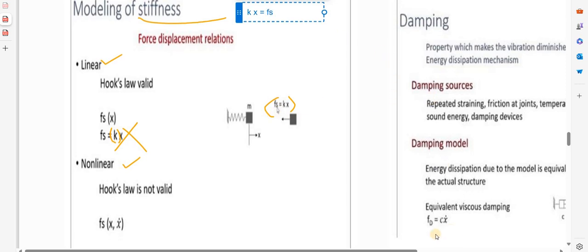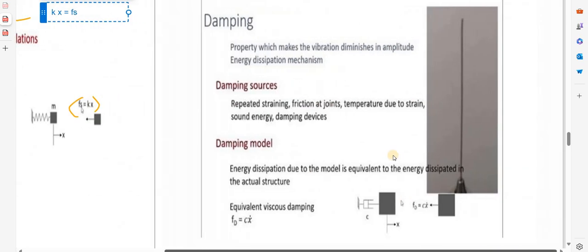Next, the third component is damping. Here you can see a vertical rod, which is fixed at a point. What will happen to this rod if I pull it to one end? It will vibrate. The first vibration will be like this. After the vibration, will it come back to the original position? No, it will vibrate to the other side, and it will continue vibrating like that.